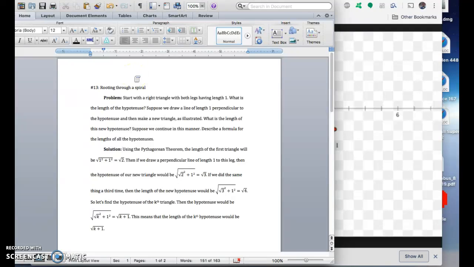And I really like this problem because I think it's something that high schoolers can get and can do pretty easily. I don't know how they would do with the formula at the end, but I think it's something they can at least express that they know.